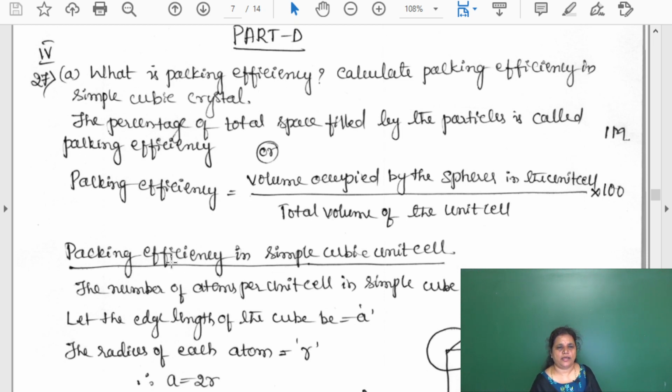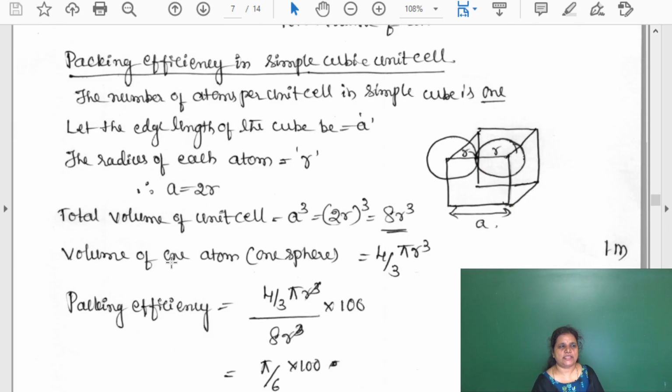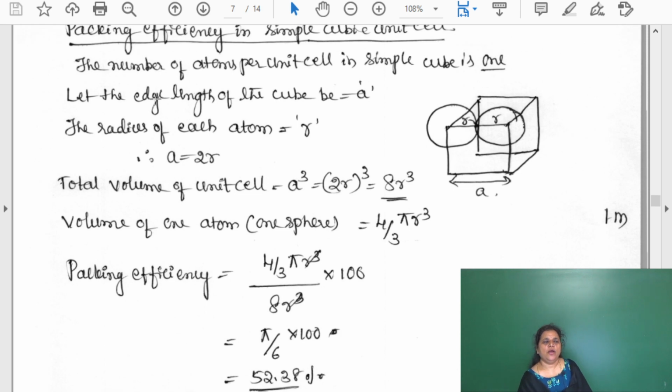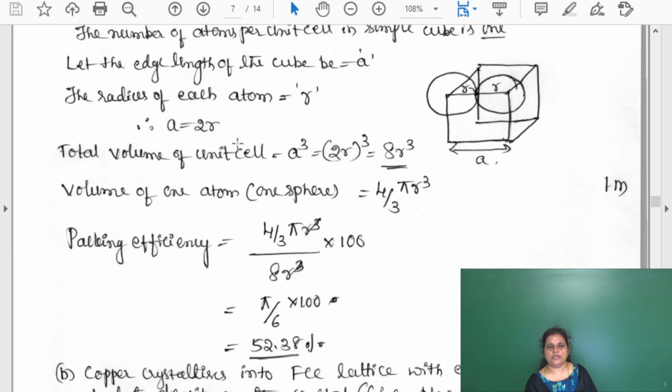This carries 1 mark in total, and calculating the packing efficiency in a simple cubic unit cell carries 2 marks. First you have to write how many atoms per unit cell are present in a simple cube. It is only 1, that you have to write. Let the edge length of the cube be a, and the radius of each atom be r. Therefore, a will be equal to 2r. So, you need to draw the diagram here. And what is the volume of the unit cell? A cube, 2r whole cube, 8r cube. Very simple calculation it is.